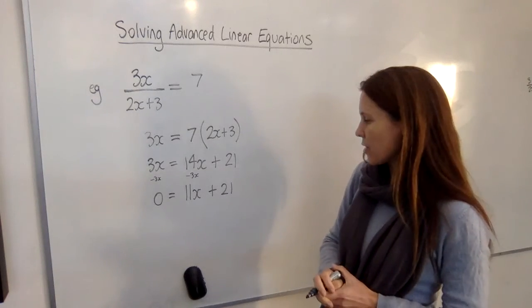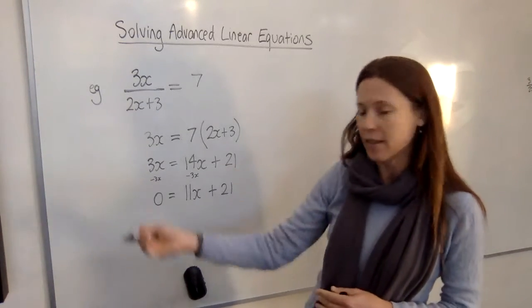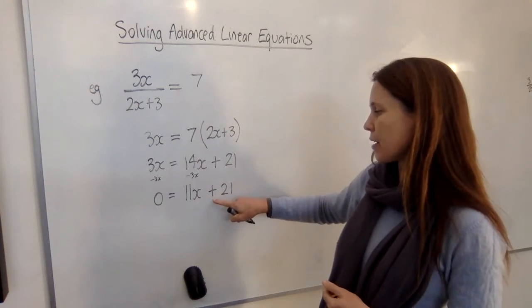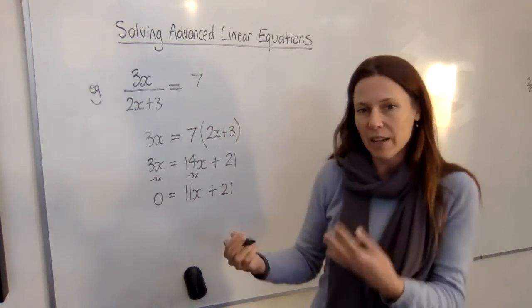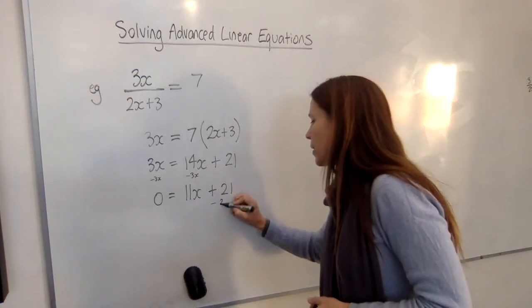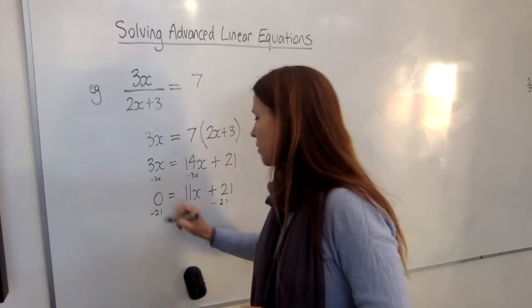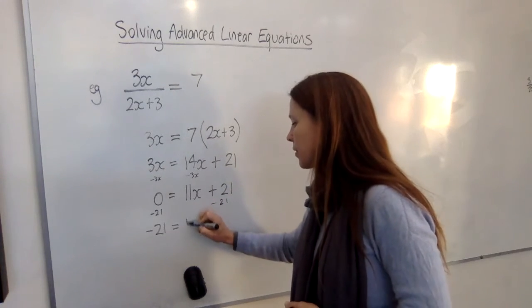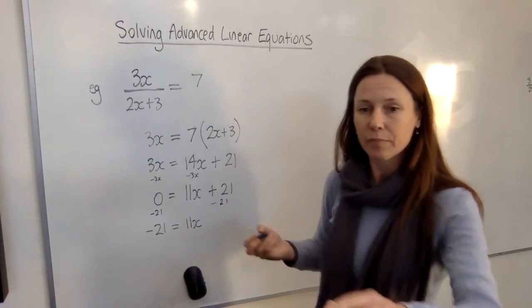Alright, rearranging it so that the x's are on one side and the numbers are on the other, we want these x's by themselves. So instead of our plus 21, we want to undo that. We'll take away 21. Now if we subtract 21 from both sides, we'll have minus 21 over here, and on this side we'll have 11x.